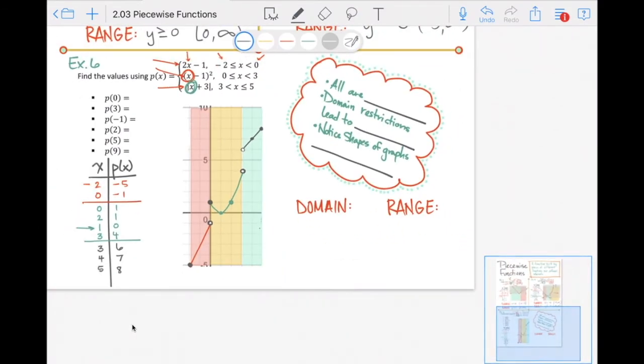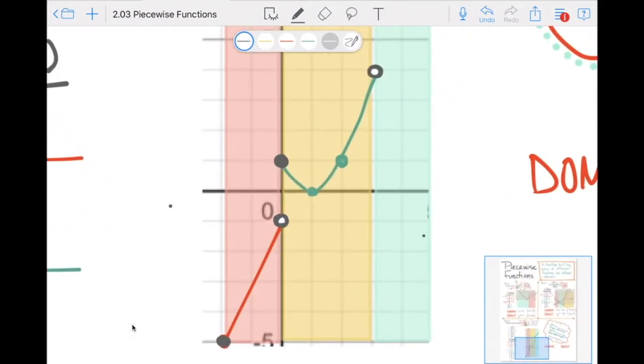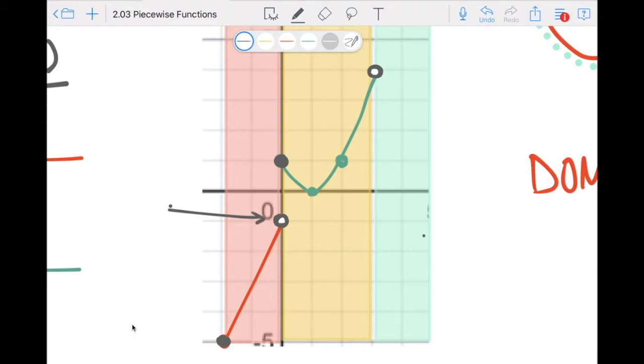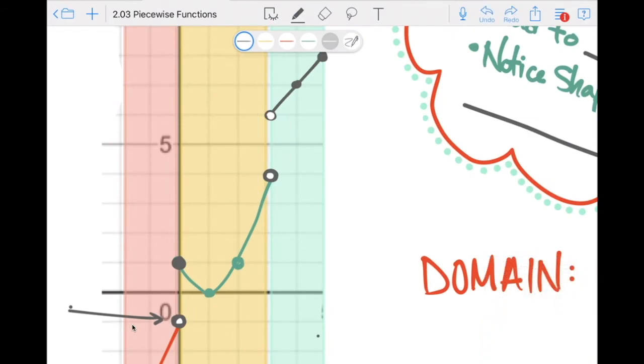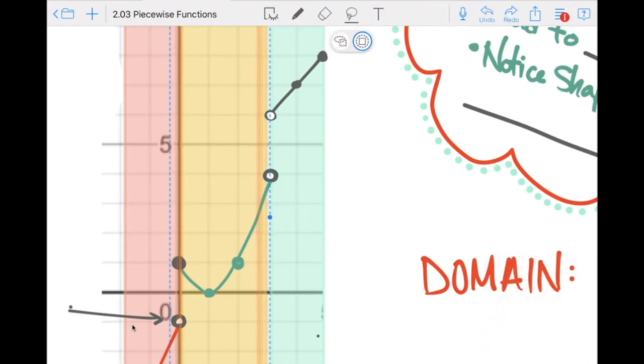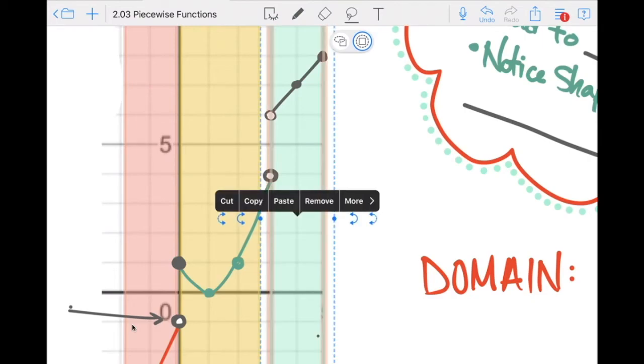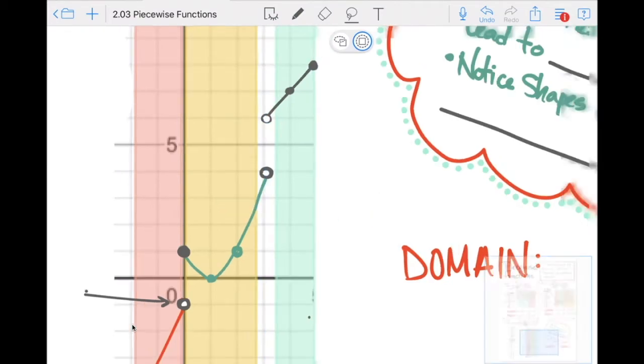Okay, so this affects our domain. Even though the 0 is not included here, it is included here, so we don't end up having a gap right here. But here, we do have a gap. If I were to make this more obvious with my boxes, there's going to be a section where the function is not defined. So I'm going to show it like that.